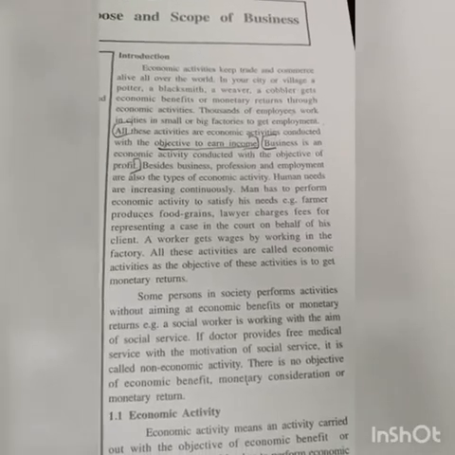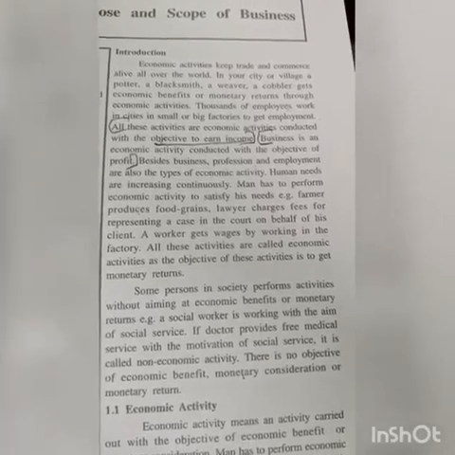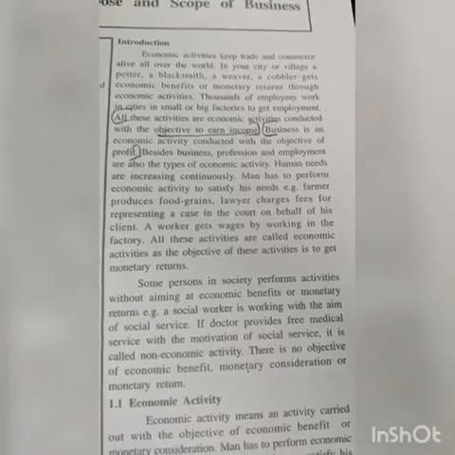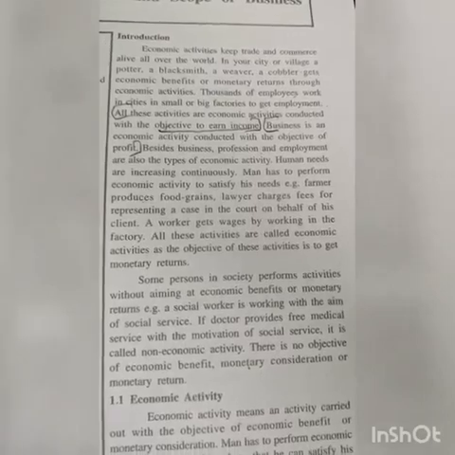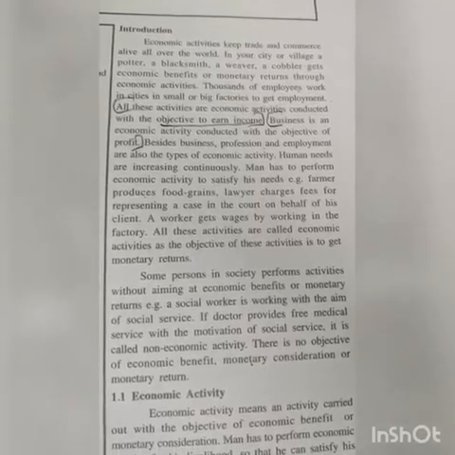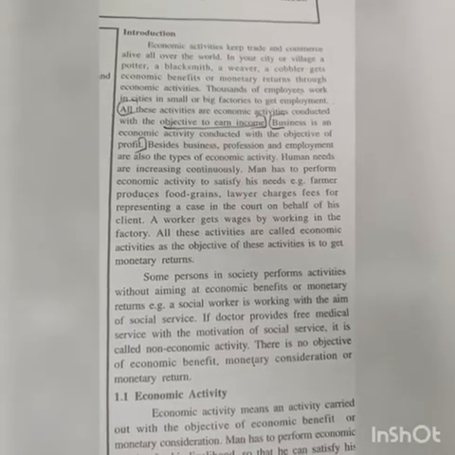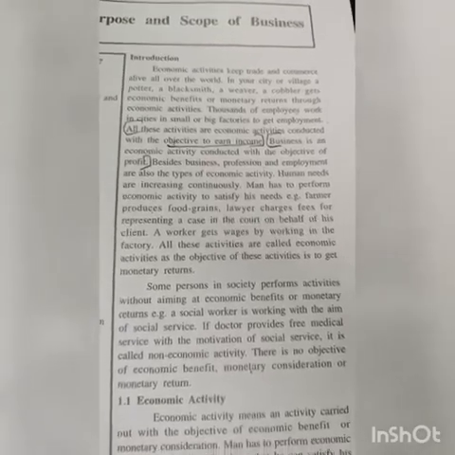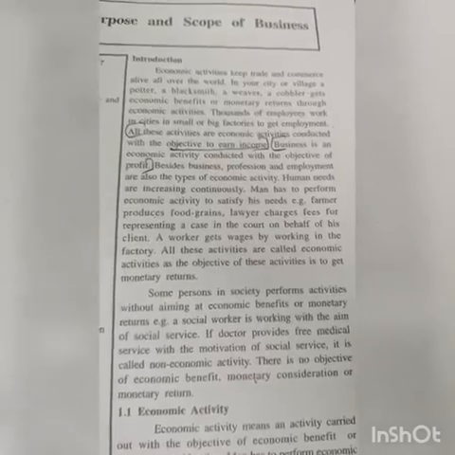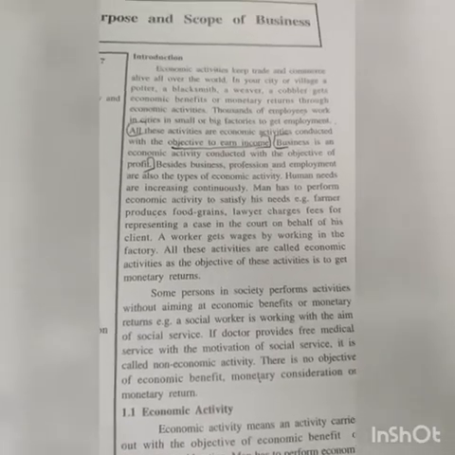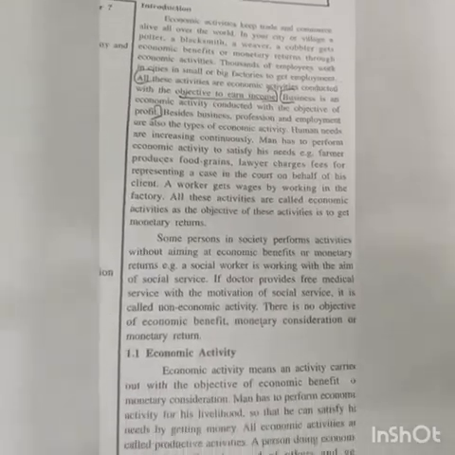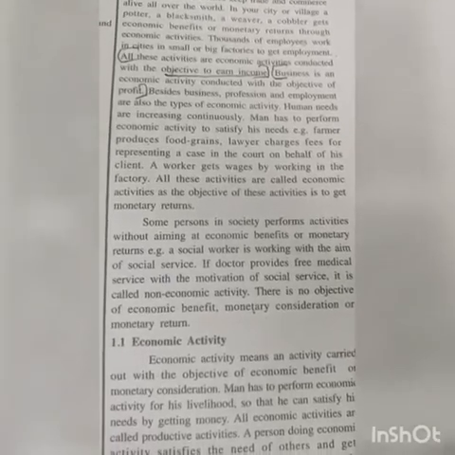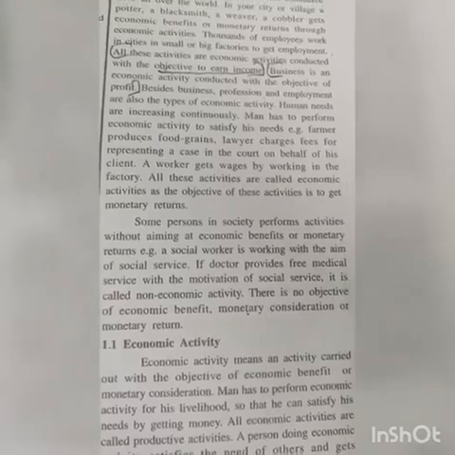See, here they have given examples. A farmer produces food grain. A lawyer charges fees for representing a case in the court on behalf of his client. A worker gets wages by working in the factory. All these activities are called economic activities, as the objective of these activities is to get monetary return. So anybody doing any kind of work, and in exchange of that work, if they are getting money, that is known as economic activity. Clear?